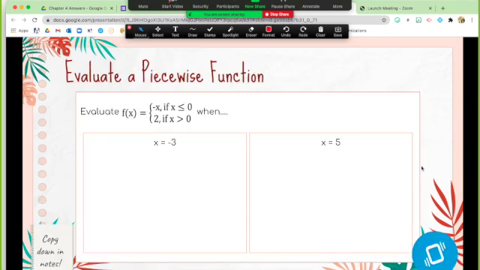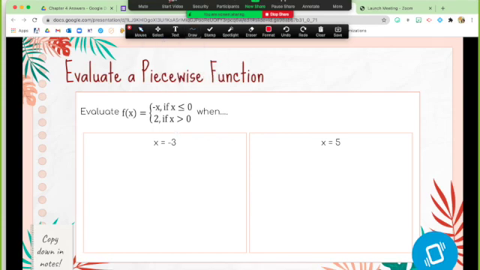So let's start off with evaluating piecewise functions. Right here, it asks us to evaluate the piecewise function f of x equaling negative x if x is less than or equal to 0, or f of x is equal to 2 if x is bigger than 0.